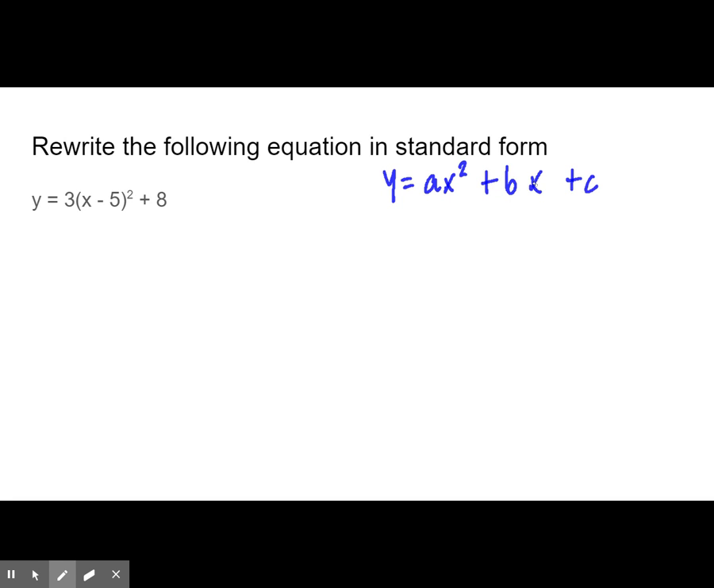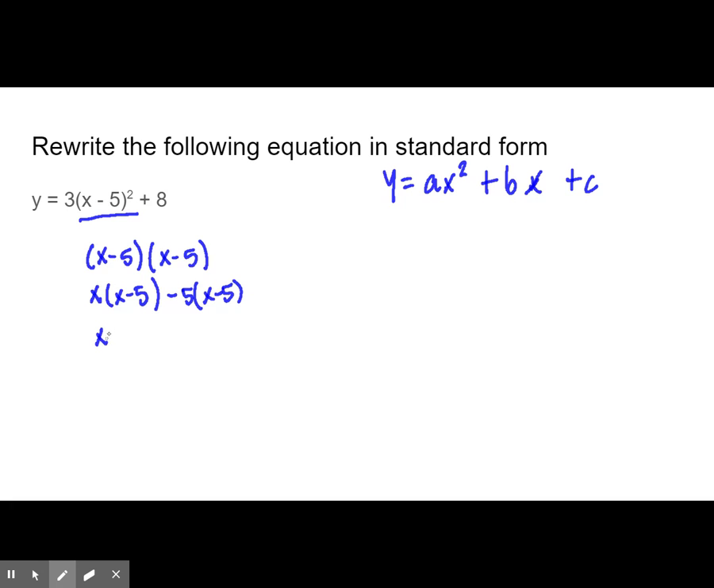And so in standard form, we no longer have these parentheses that we have over here in this equation that's in vertex form. So the first thing we have to do is expand those binomials so that we can get rid of the parentheses. So (x minus 5) squared is going to be (x minus 5) times (x minus 5). So we're going to double distribute here. So that's x times (x minus 5), minus 5 times (x minus 5).